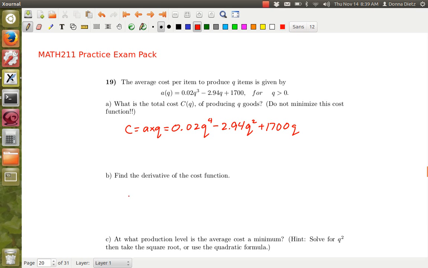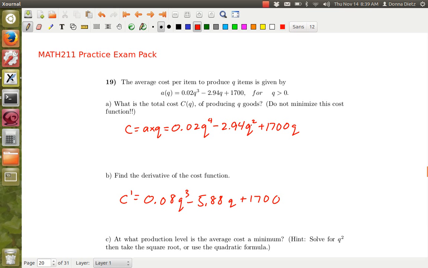Find the derivative of the cost function. That's easy. So we go ahead and do that. Okay, I happen to have an answer key that I previously prepared, so this is why. I mean, if you had a calculator, you just go 2 times 2.94. I wouldn't bother doing that in my head.